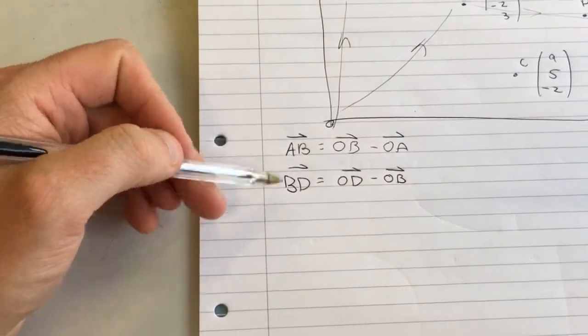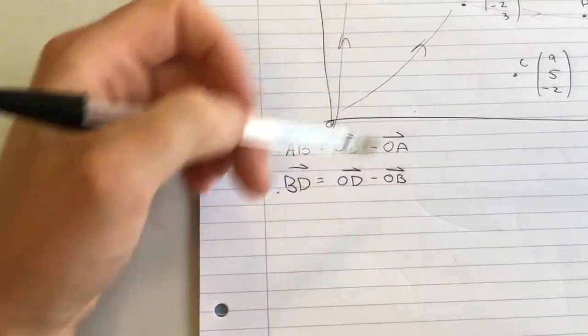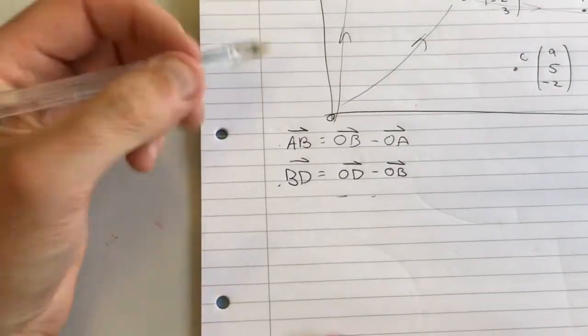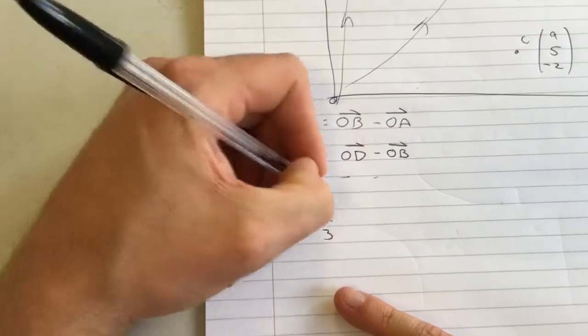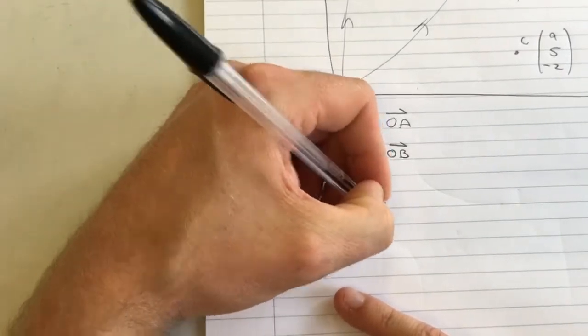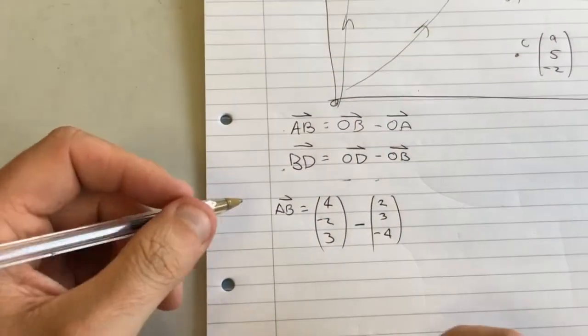And these two things should be the same. So we find AB, put it in there, put OB in there, we can work out what OD is. So AB is (4, -2, 3) take away (2, 3, -4). Be really careful of your minus signs on these.